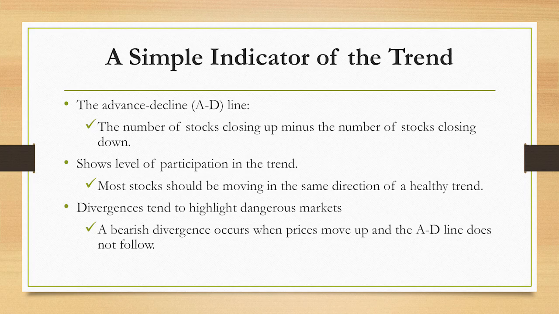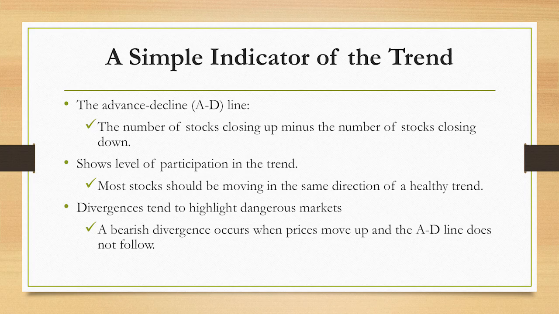Now, the advanced decline line is a simple indicator of the trend. It tells us whether the majority of stocks are moving up or down. And when we see a bull market, the majority of stocks are moving up. In a bear market, the majority are moving down.